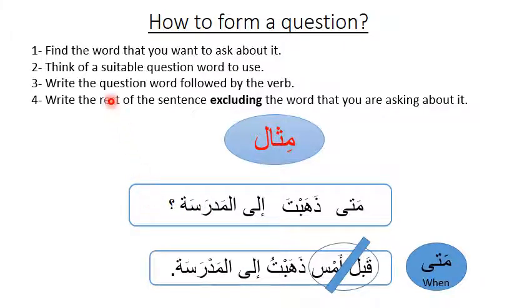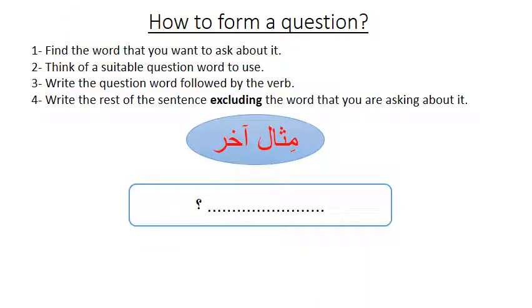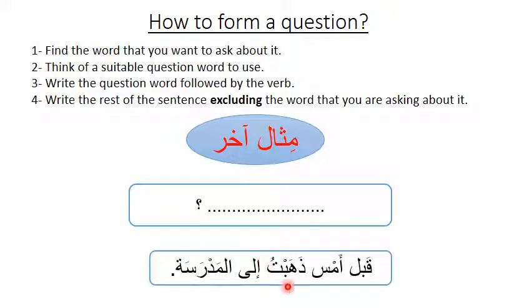Let's have another example to make it more clear. Remember always the 4 steps of forming a question. ونأخذ مثال آخر. It's the same sentence but we are going to ask about something else. تعالوا نقرأ مرة أخرى. Let's read it one more time. قبل أمس ذهبت إلى المدرسة. The day before yesterday I went to the school. Let's ask about المدرسة. إلى المدرسة. A place. Which question word do we need to use to ask about a place?